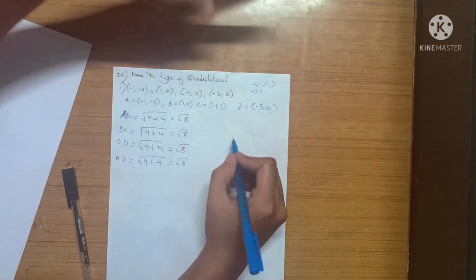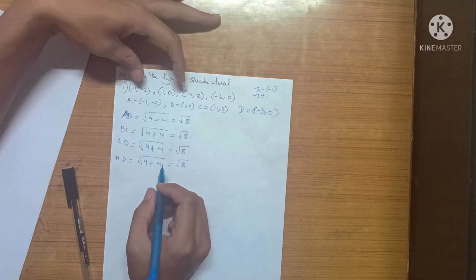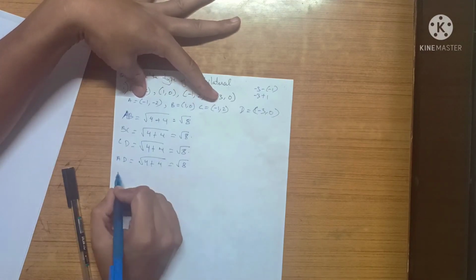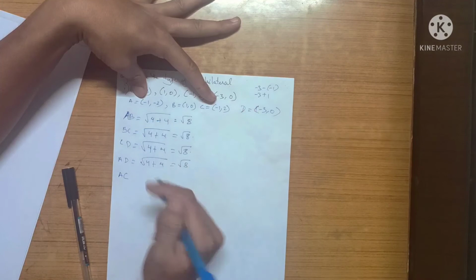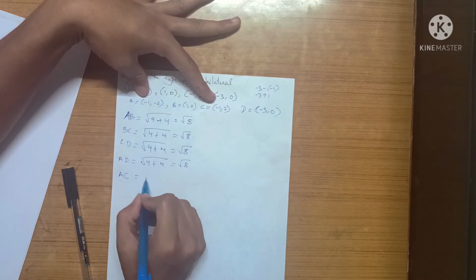So it's either going to be a square or a rhombus. Okay, so let's try if it's a rhombus or a square. First we find AC and then we find BD. Okay, so first we find AC.